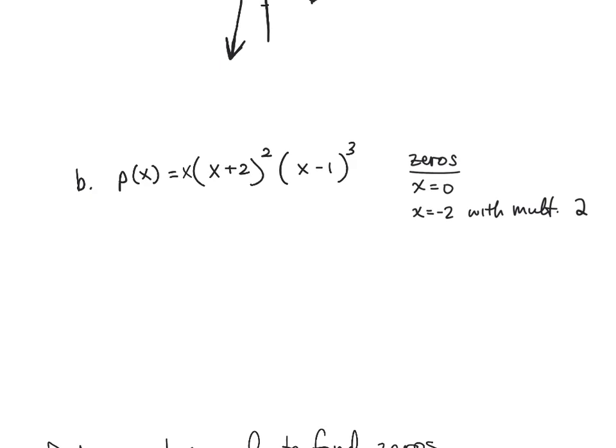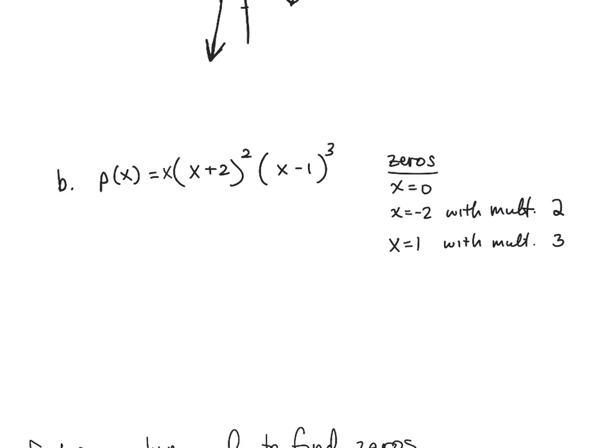This next group of factors, x minus 1 cubed, is going to produce a 0 of x equals 1, but it also has multiplicity of 3 because it repeats itself 3 different times, x minus 1 times x minus 1 times x minus 1. Now the significance of the multiplicity, remember, is it determines whether or not the graph is going to cross through the x-axis or bounce off the x-axis at those points.